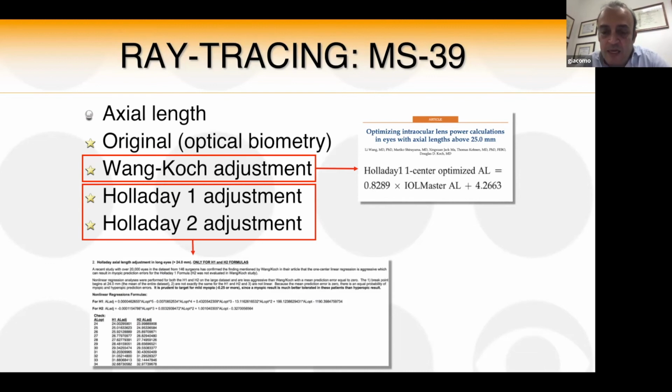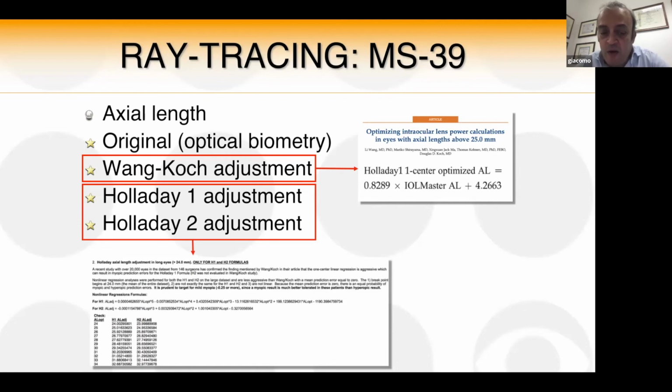So when I started this study on the MS39 ray tracing, I wanted to see if it was more accurate to enter the original axial length from the printout, or the value which is adjusted by the Wang-Koch equation.